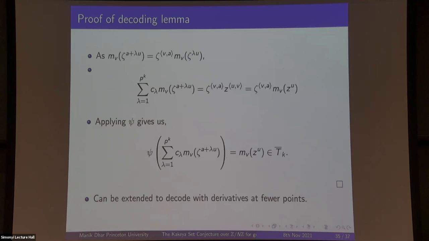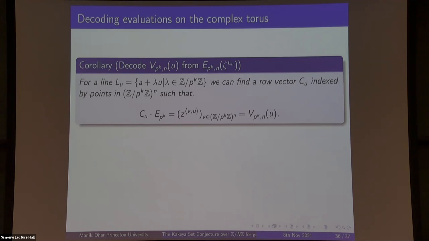So let me also say that the same argument is very nice because you can repeat it for when you just have evaluation at fewer points, not at every point. And you can also extend it when you have derivatives and not just evaluations, which is what we need to get stronger bounds and epsilon bounds. So the way we use this lemma is to construct a decoder matrix.